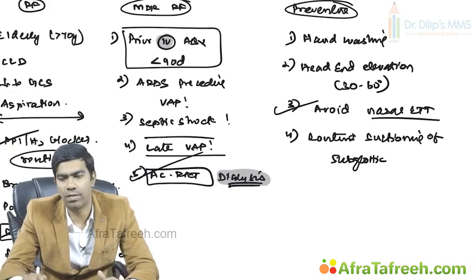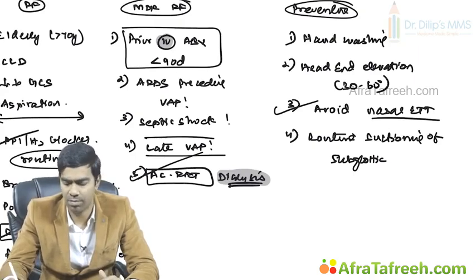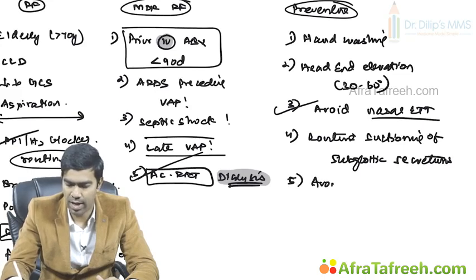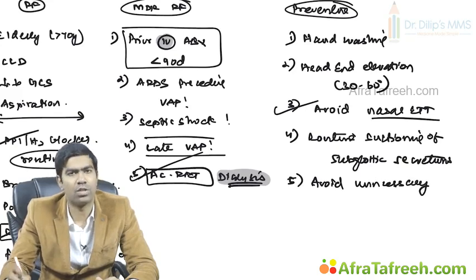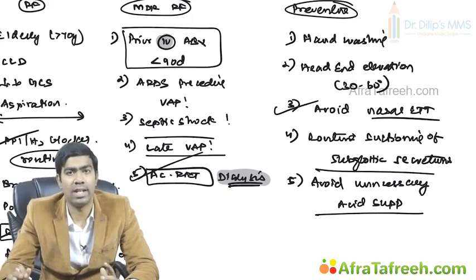Whenever you have subglottic secretions, you keep aspirating them again and again, so that you don't make that area full of secretion, so that they can drain down and produce a lower respiratory tract infection and a VAP. So routine suctioning of subglottic secretions has a big value. And avoid unnecessary proton pump inhibitors or H2 blockers. So avoid unnecessary acid suppression therapy. Do acid suppression only in necessary cases.